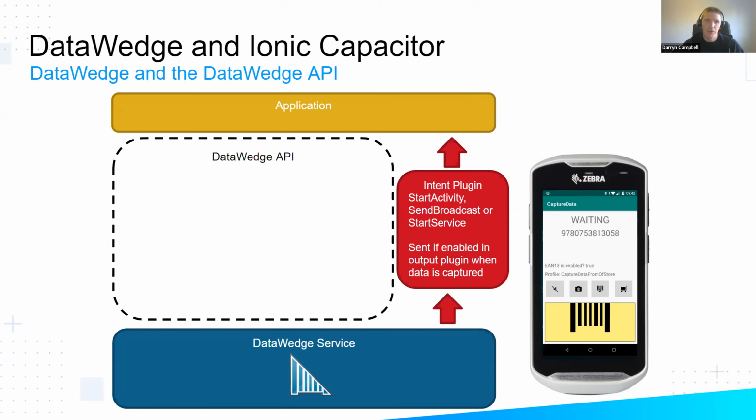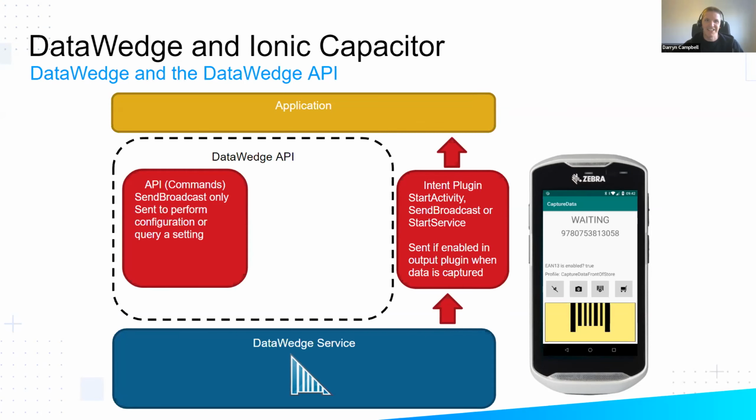So it's important to understand that separate from that whole scanning, getting an intent, there is a DataWedge API. And this is an API which Zebra have developed and released, and we call it an intent-based API. Because it is. So you have the capability to send a command to DataWedge. Your application can request that DataWedge perform some kind of function.